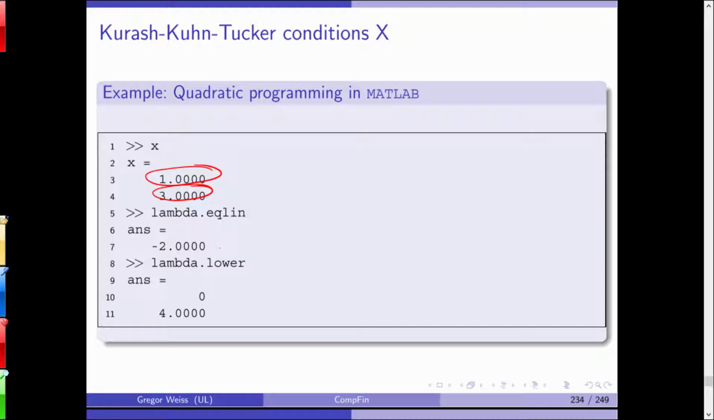And then you get the lambdas for your constraints in equation form and for the lower bound. And here, for example, lambda for the linear equation is -2, and the lambda for the lower bound is 0.4. And these lambdas tell you how sensitive your function value is to changes to the constraints, the changes in equation form and the lower bound.